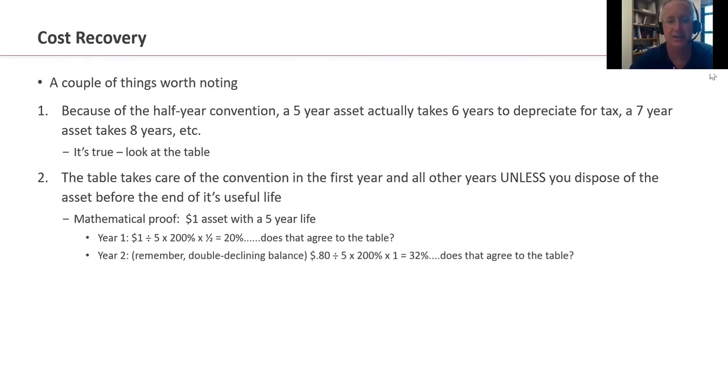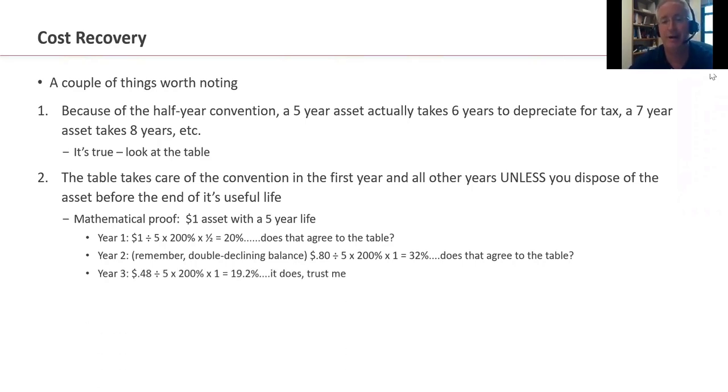Okay, so just to prove it out, in year two, if we're using true double declining balance, I'm down to 80 cents, right? So the dollar of original cost minus the 20 cents of depreciation from the previous year, divided by 5, multiplied by 2. There's no half-year convention. I get a full year in year two. That equals 32%. And does that agree to the table? Yeah, you better believe it does.